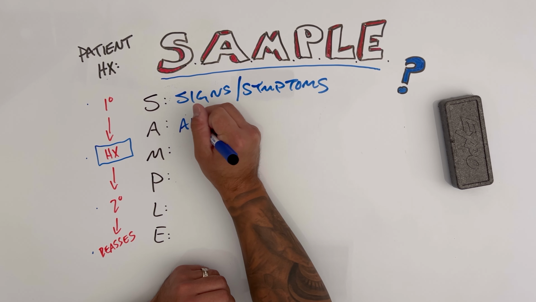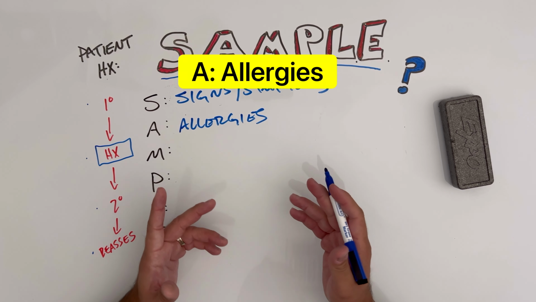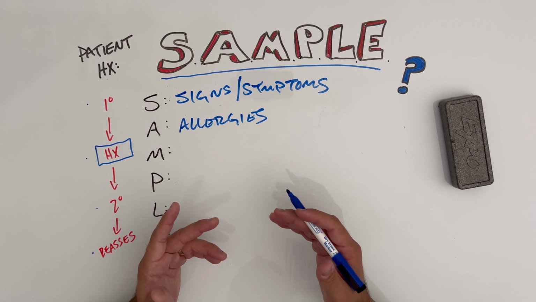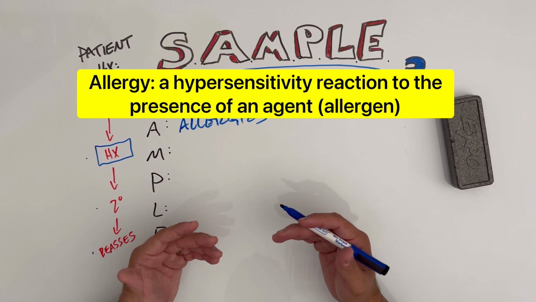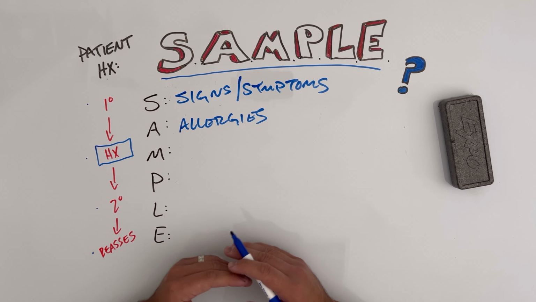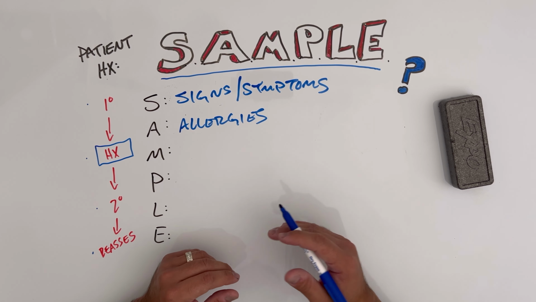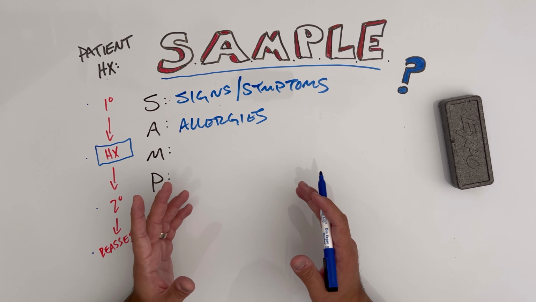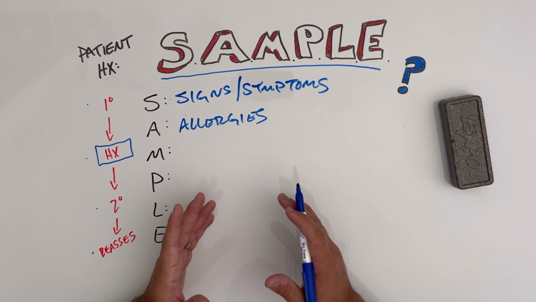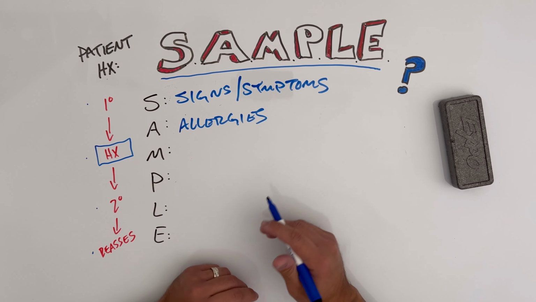A is for allergies. This is a big one, especially if you're going to initiate some sort of medication administration. We always need to be asking our patient, what are you allergic to? There's a wide range of things that people are allergic to, anywhere from aspirin to opioids to penicillins to IV dyes. This is important, especially before you initiate a medication administration. So we want to know what our patient is allergic to.